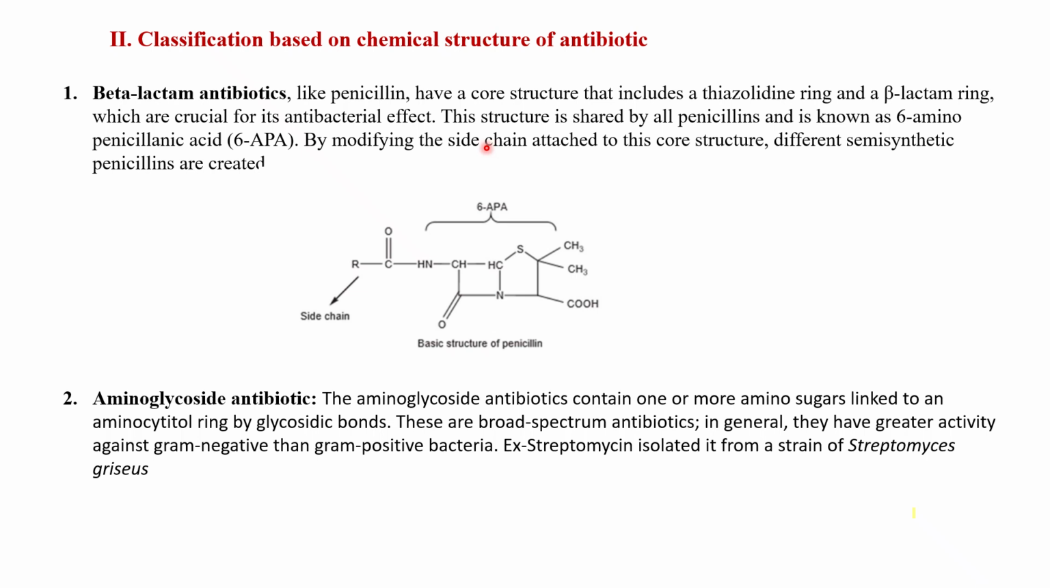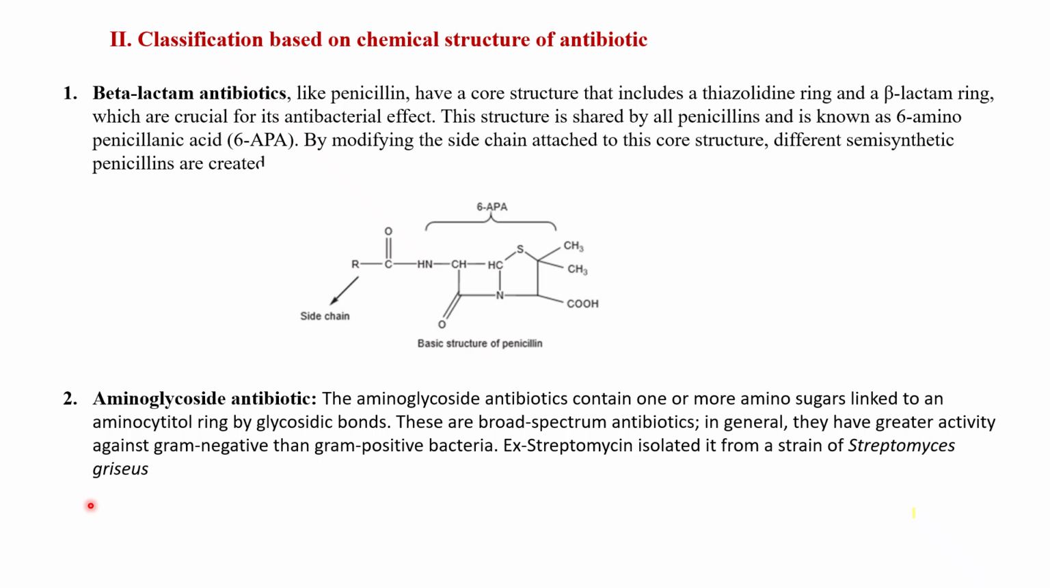Like penicillin, these antibiotics have a core structure that includes a thiazolidine ring and a beta-lactam ring. So here you can see the structure of penicillin, where you can see the basic structure, which is crucial for its antibacterial action. This structure is shared by all penicillins and is known as 6-aminopenicillanic acid or 6-APA. By modifying the side chain attached to this core structure, different semi-synthetic penicillins are created.